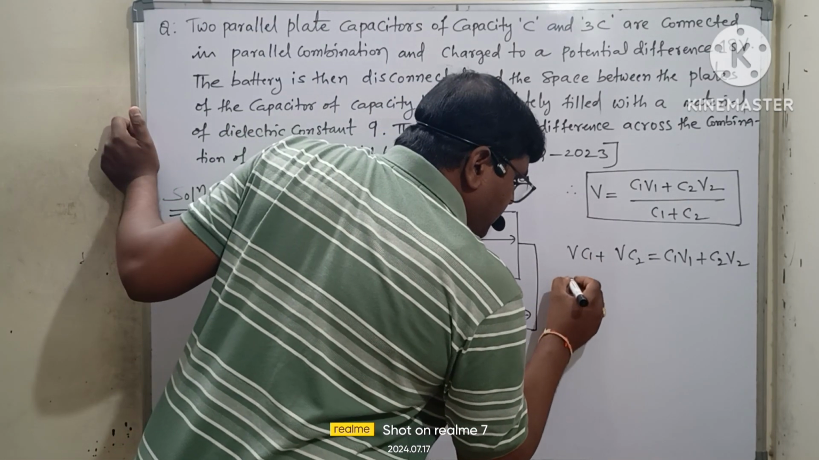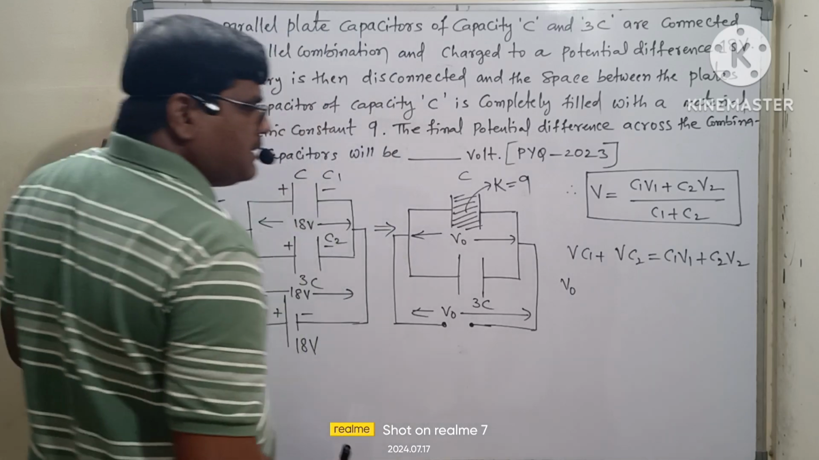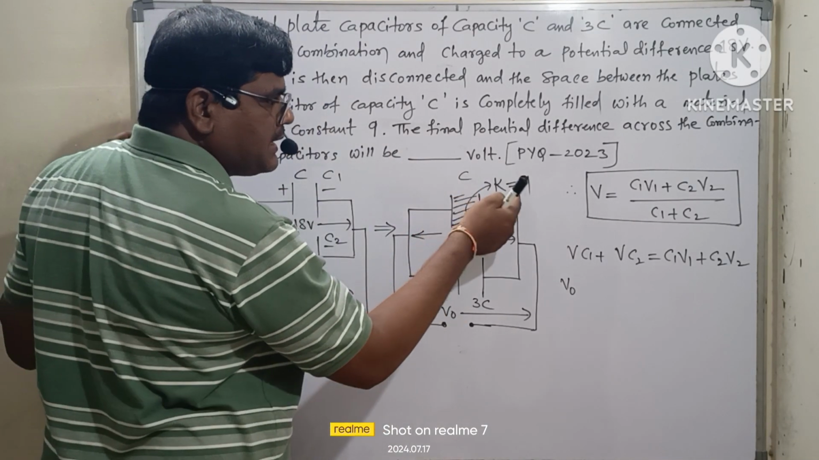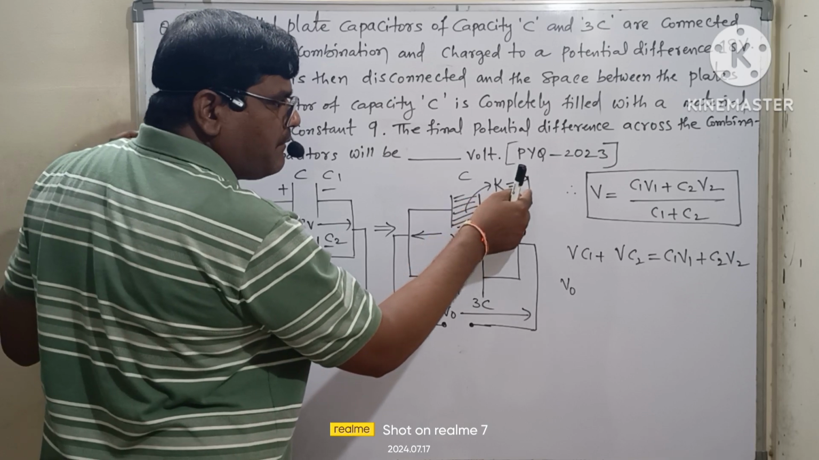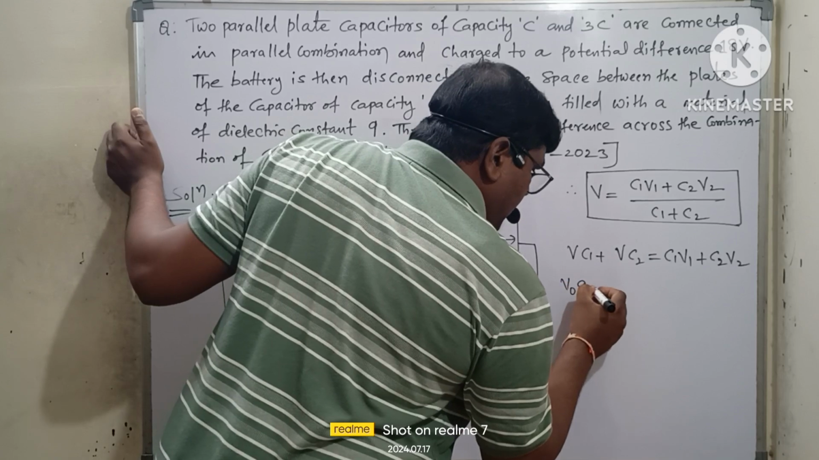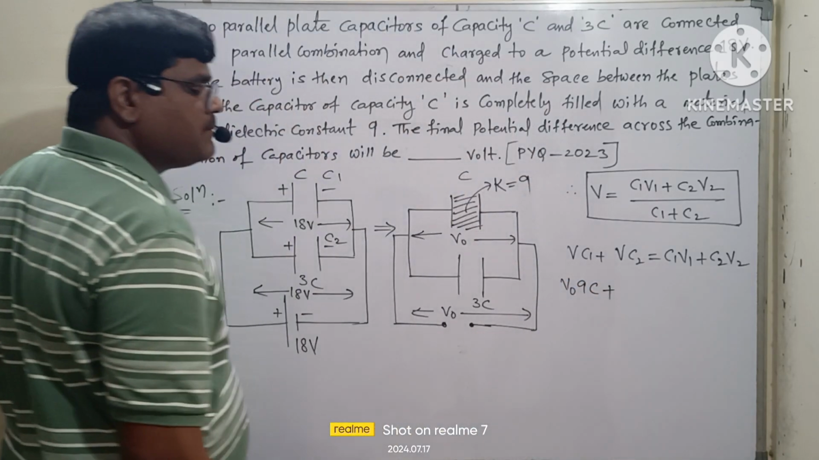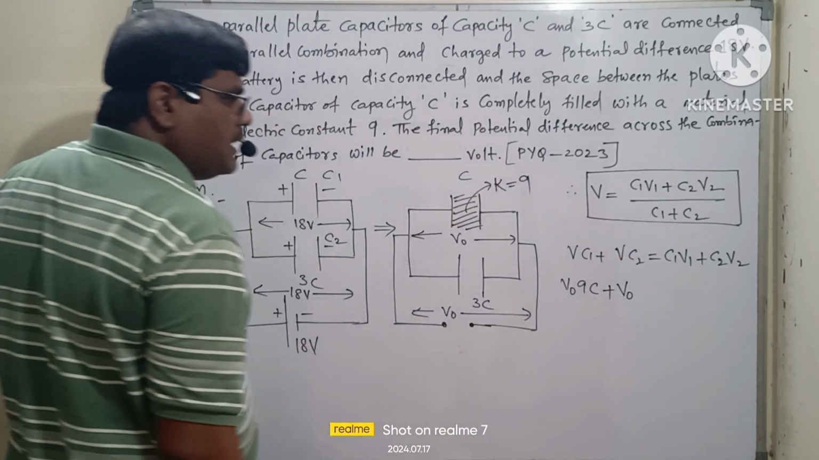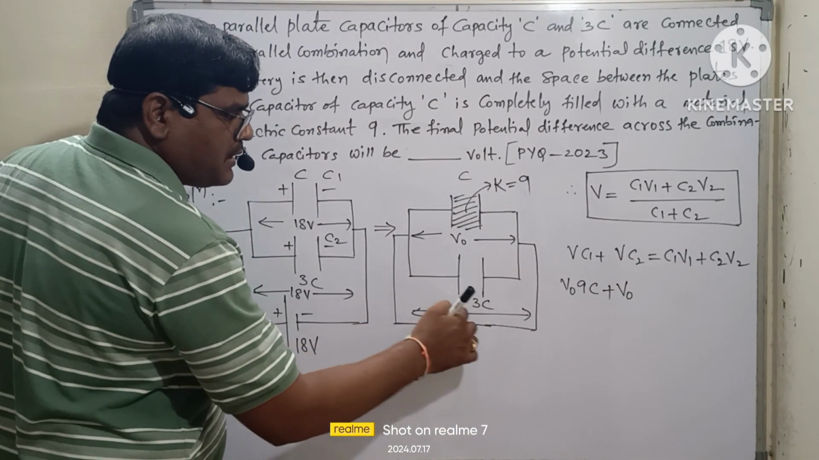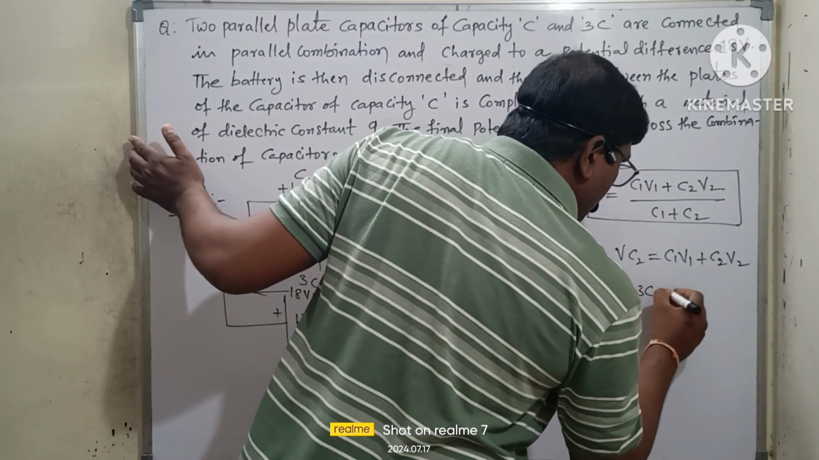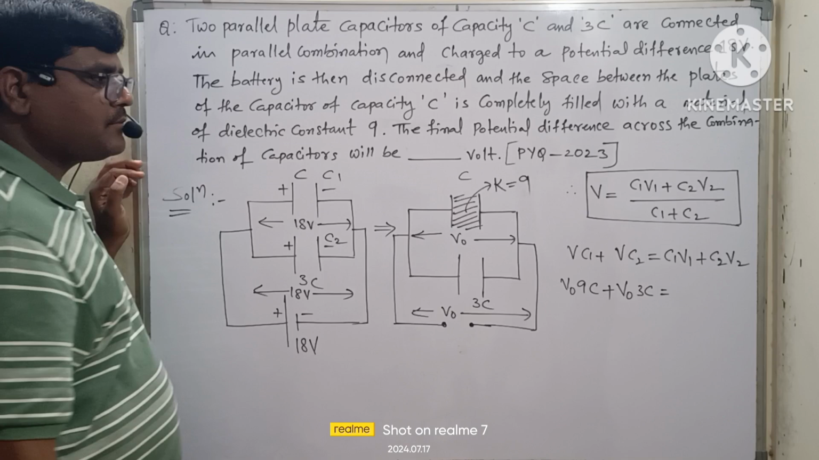Now tell me, this is equal to V0 times C1. After connecting, what happens to C1? When the dielectric of material 9 is inserted, it becomes 9 into C, that is 9C, plus V0 into C2. We are not changing anything in the second capacitor, that is 3C.